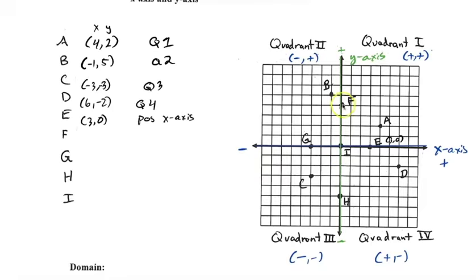F is right here. It's on the positive y-axis. How do we do that one? Well, we go nowhere, so 0 on our x. We're not moving at all. We're just going to go up. So that's only on the y.